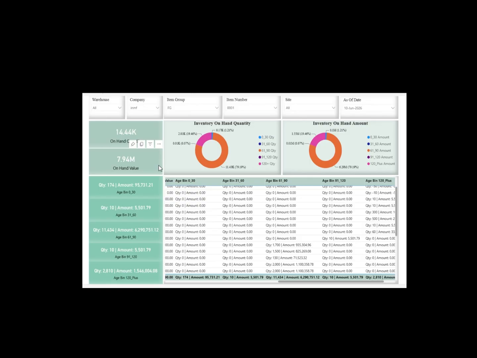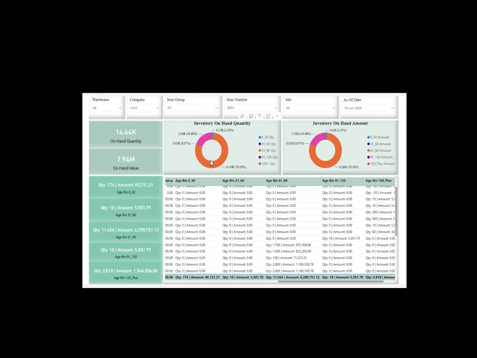Below these KPIs, inventory is categorized into different aging buckets. For each bucket, the dashboard displays both the inventory quantity and inventory value, allowing users to quickly identify slow-moving or obsolete inventory. In the center section, two donut charts provide a visual breakdown of inventory distribution.